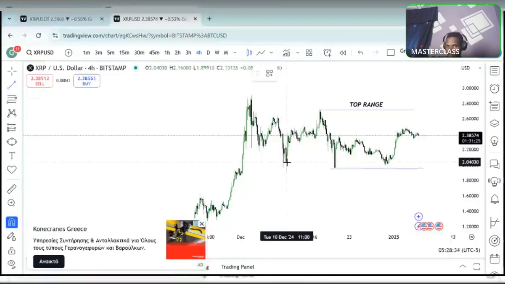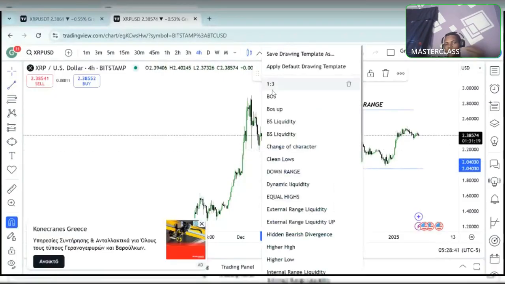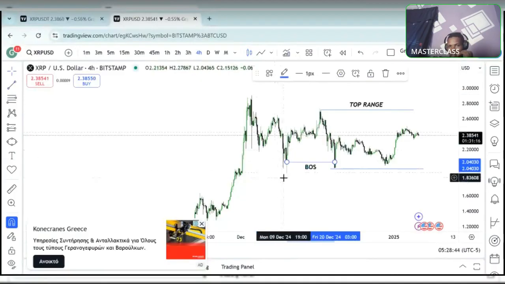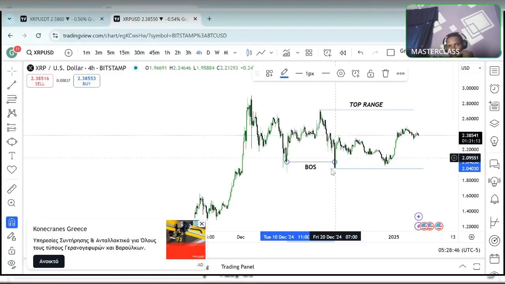Remember, the daily is bullish. So what we are trying to work down to is to see if you can catch the lower time frame retracements. You understand me now, right? So you have this break of structure here. The market is pulling back to the retracements, upper top range, down range.